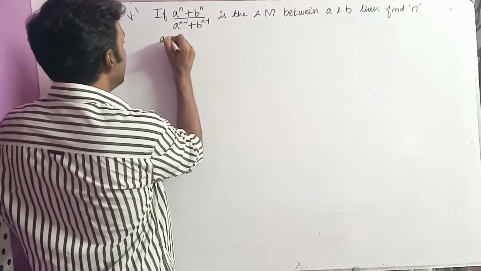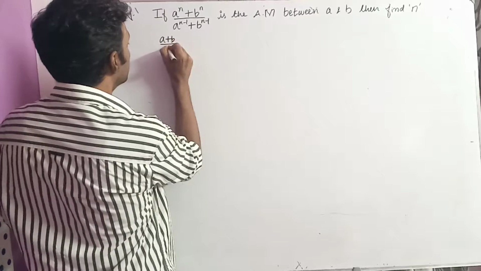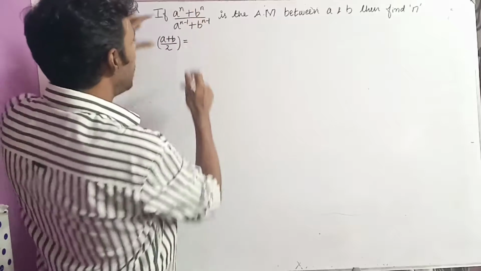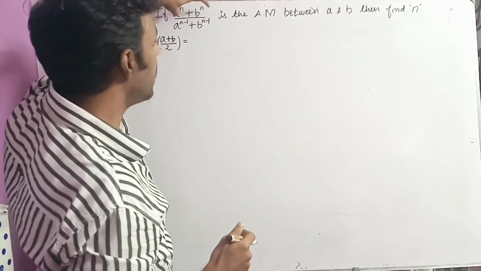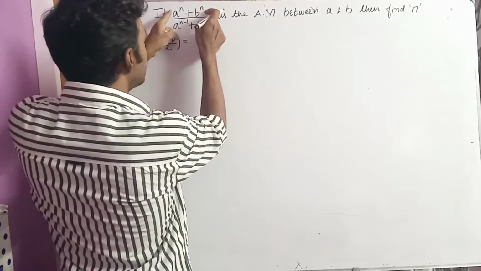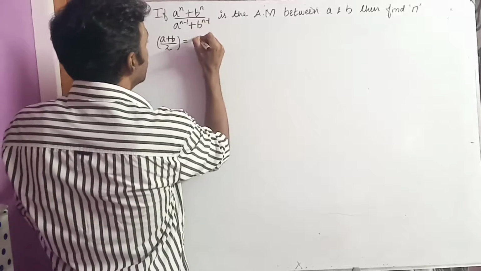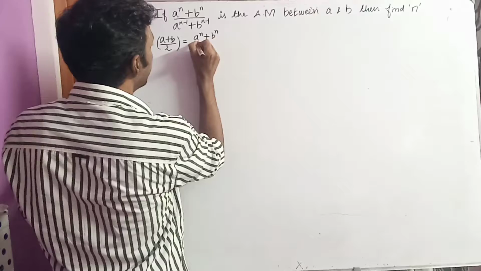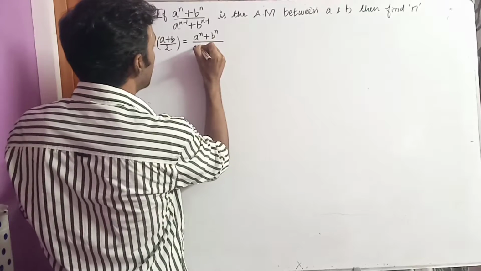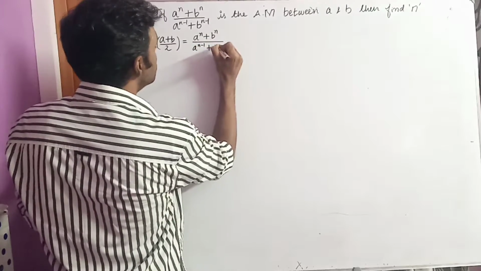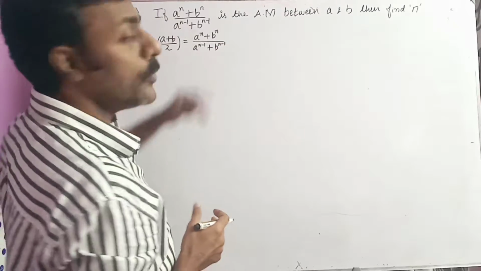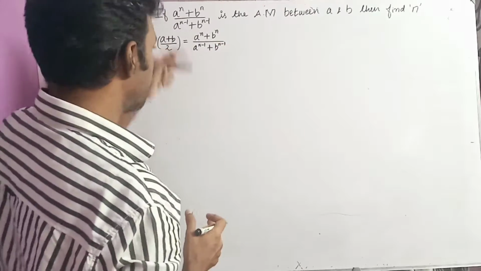So (a + b) divided by 2, this is the general form. In the problem, they are using this expression as the AM, so I'm equating this expression with the general form. That will be (a^n + b^n) divided by (a^(n-1) + b^(n-1)). This is how we need to start the problem. This is step number 1.